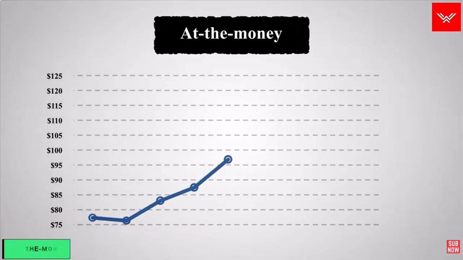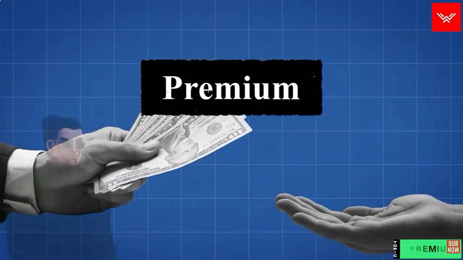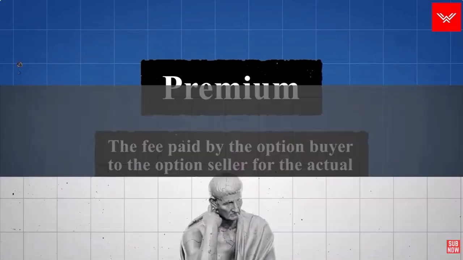At the money. This is when the strike price of the option is identical to the current market price of the stock. Premium. The fee paid by the option buyer to the option seller for the actual options contract is known as the premium.